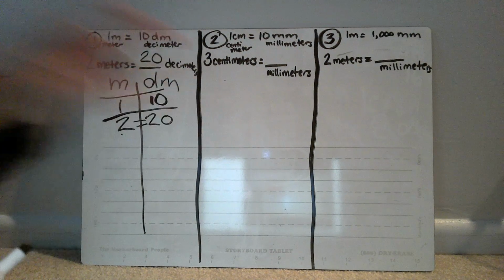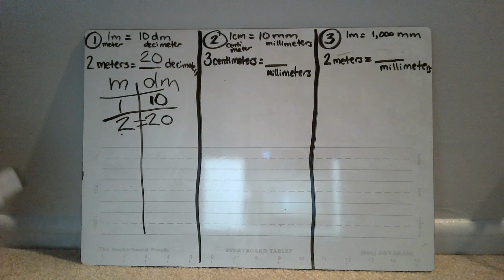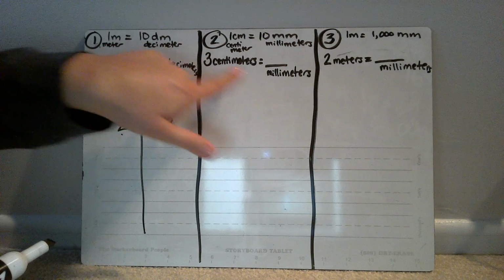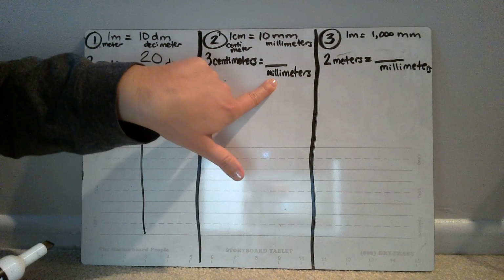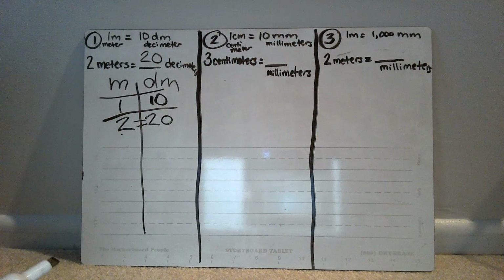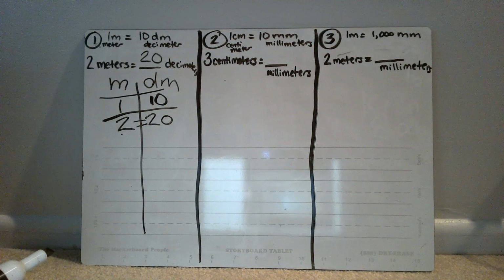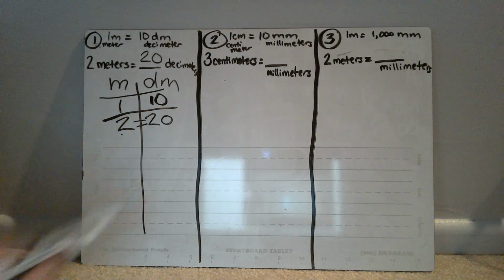Looking at the next one, we have another conversion. This one is converting centimeters into millimeters. Millimeters are very, very tiny. If you're thinking of a ruler, on the centimeter side, it's those little tiny tick marks. So again, I'm going to set up a conversion chart.